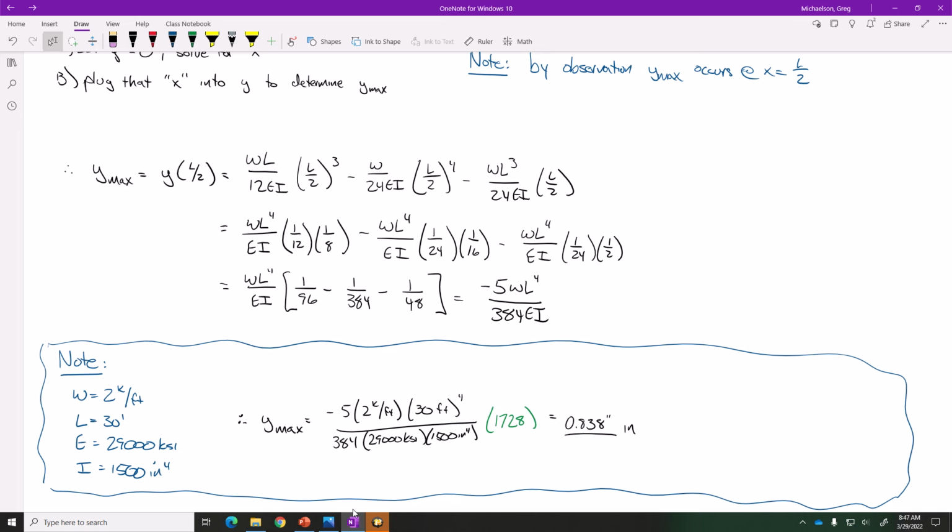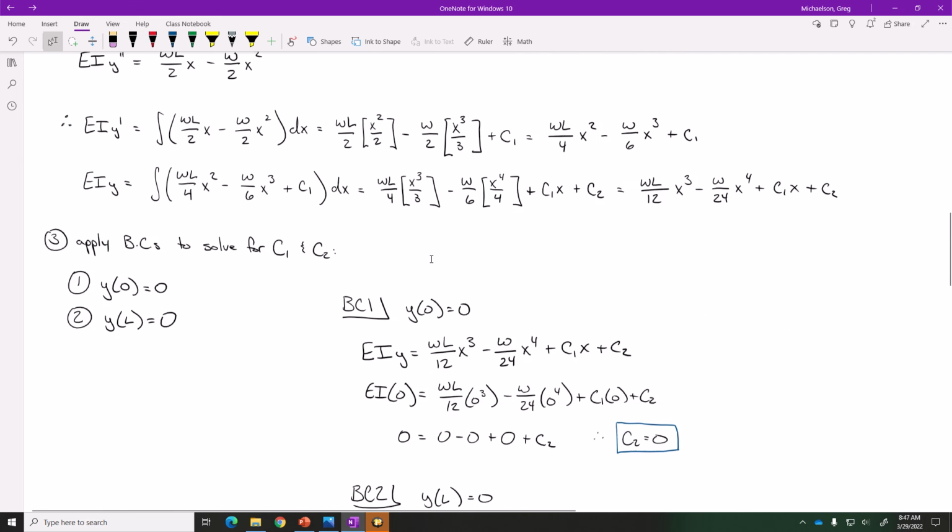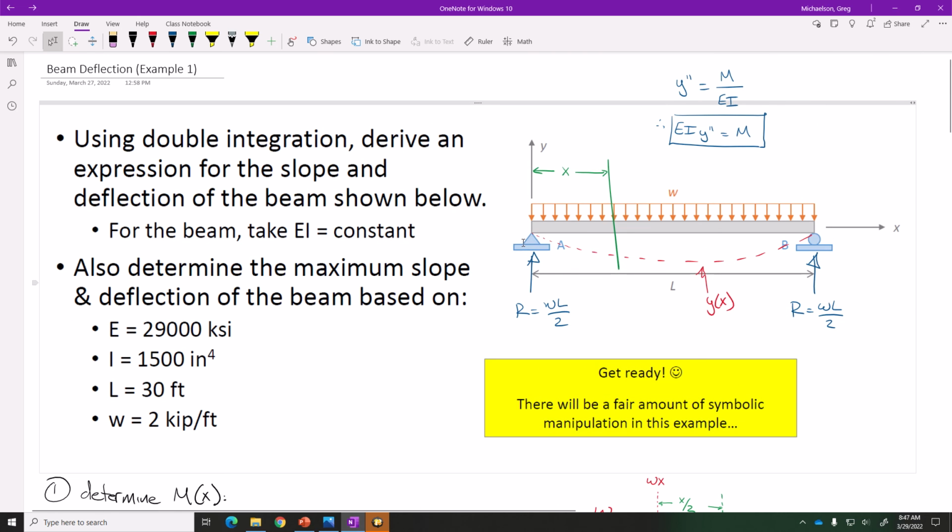If we wanted to determine maximum rotations, where would maximum rotation be? Where would maximum slope be? In other words, here's the beam. Where is maximum rotation? Where's the maximum y prime? Where does the shape have the biggest slope? The supports, right? They're going to be equal.